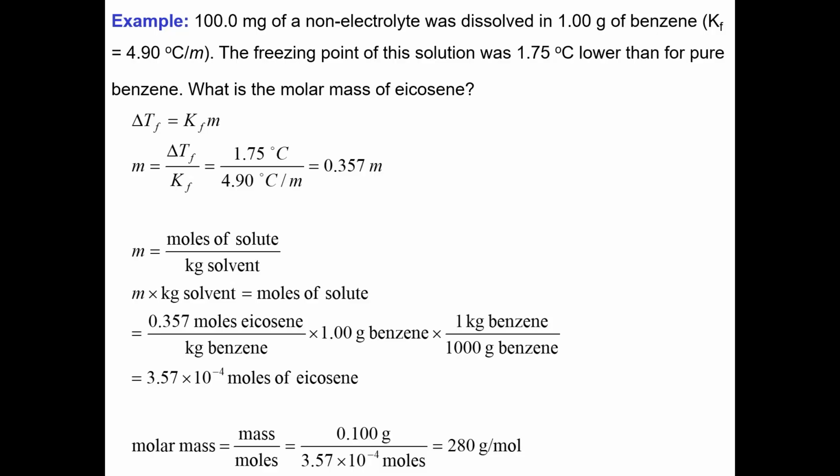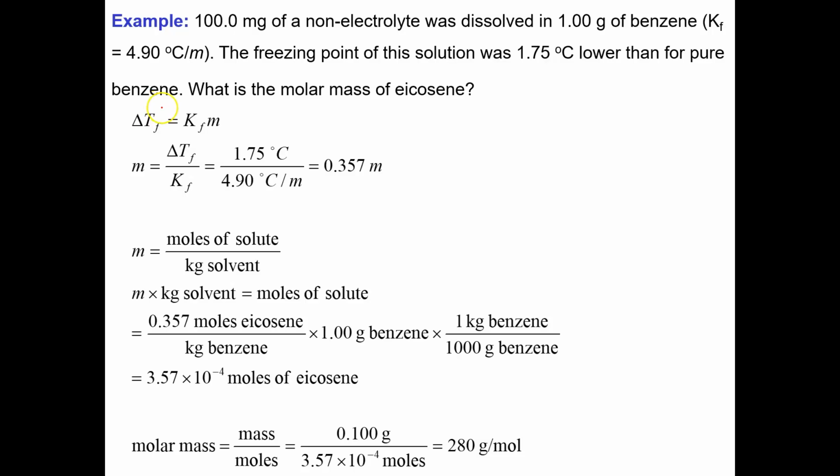So here's a classic example using freezing point depression. We would do the same math if we used boiling point elevation. It says 100 milligrams of a non-electrolyte was dissolved in 1 gram of benzene, and the freezing point depression constant of benzene is 4.9 degrees Celsius per mole. The freezing point of this solution was 1.75 degrees Celsius lower than for pure benzene. What is the molar mass of, and this compound I guess is called ecosene.